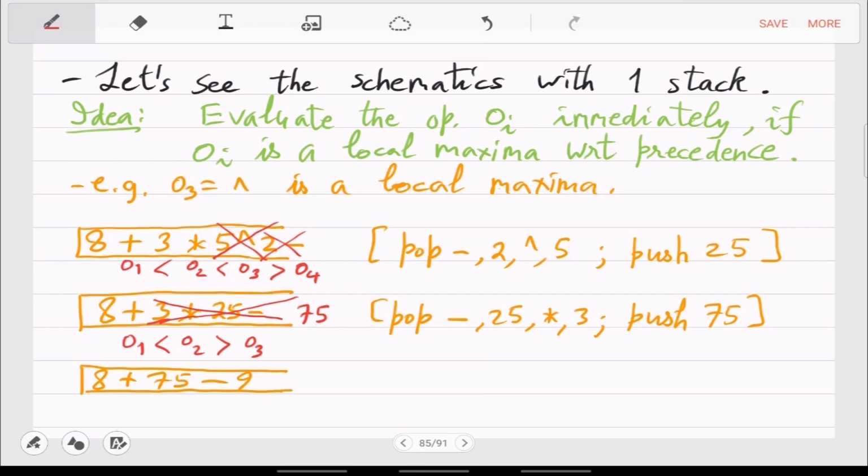So this suggests that it will be better to use 2 stacks, because you are not looking at the numbers much, you are only looking at the operators. So on the next slide we'll do it by operand stack and operator stack, but the idea is already here. So now you are at 8 plus 75 minus 9.